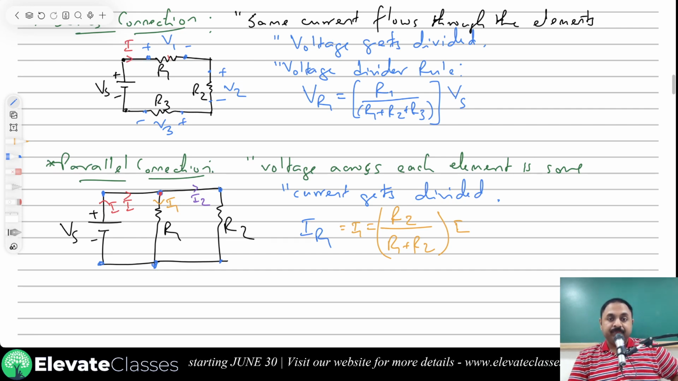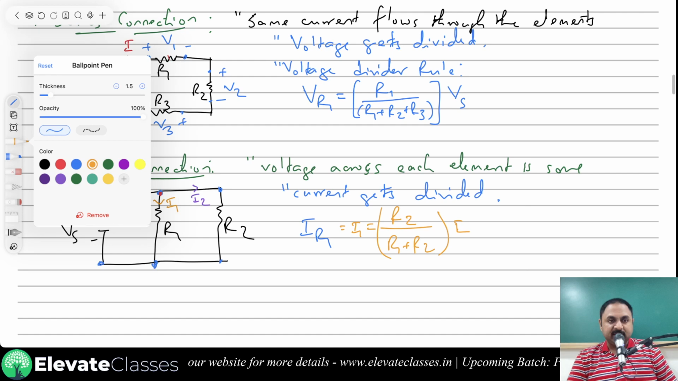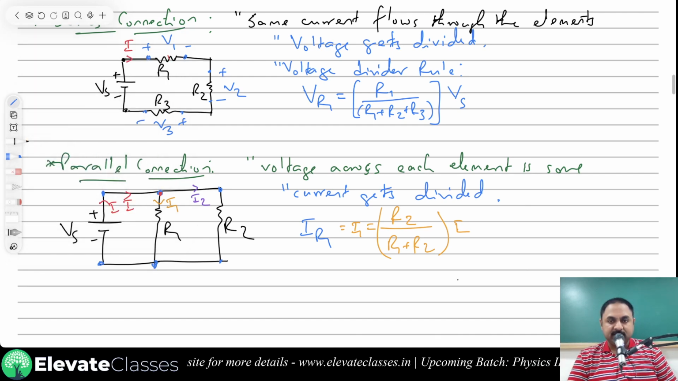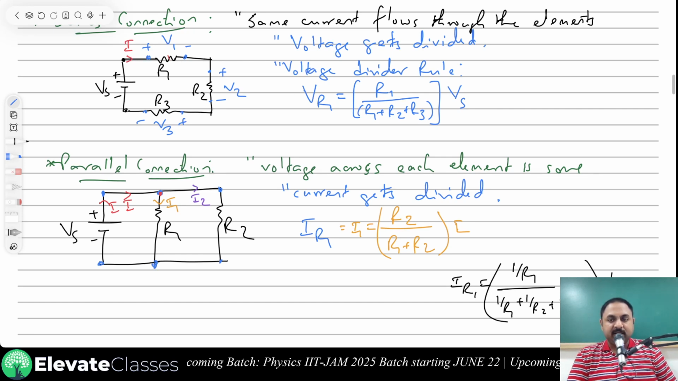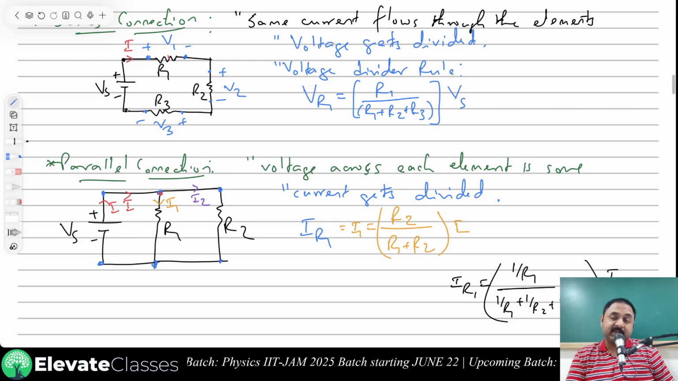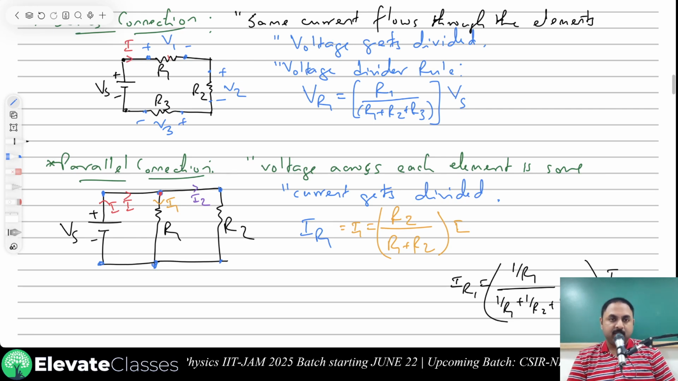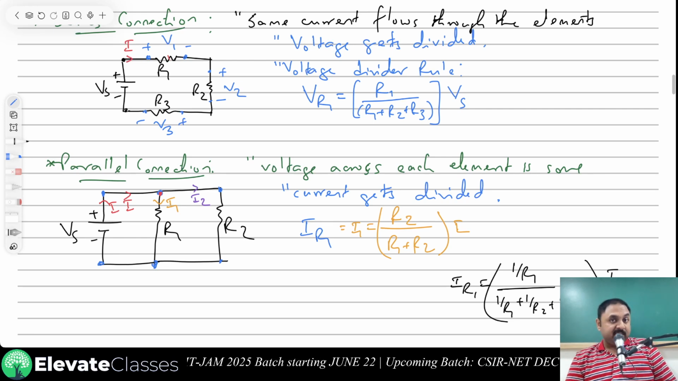This is very helpful. This is of course a special case for two resistances. If there are more than two resistances, the more general case for the current divider rule is: the current flowing through a particular resistance is given by 1 upon R1 divided by the sum of the reciprocals of all resistances, multiplied by the current. This is the general rule. This is a special case for two resistances only. I hope so far everything is clear.